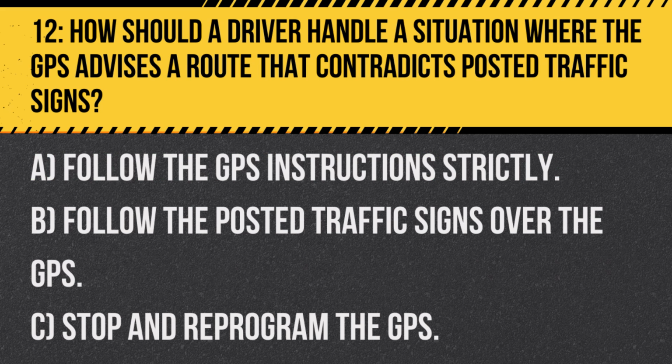Question 12. How should a driver handle a situation where the GPS advises a route that contradicts posted traffic signs? A. Follow the GPS instructions strictly. B. Follow the posted traffic signs over the GPS. C. Stop and reprogram the GPS.